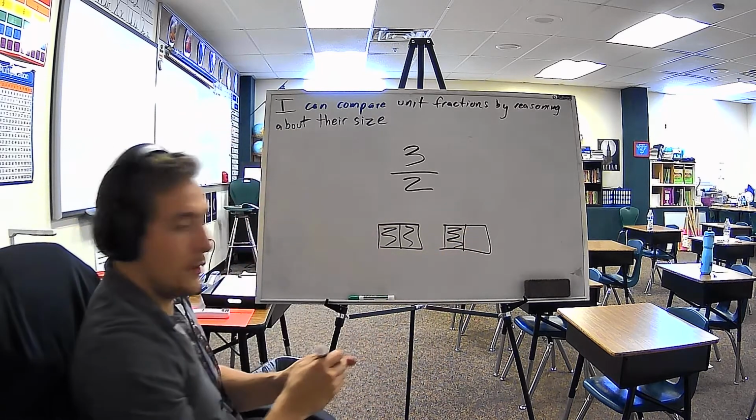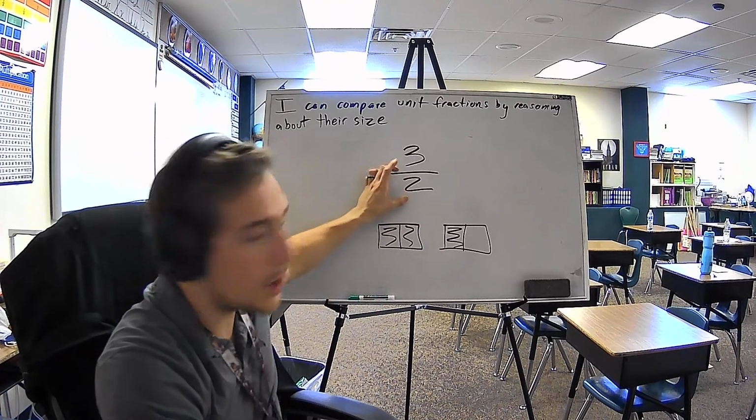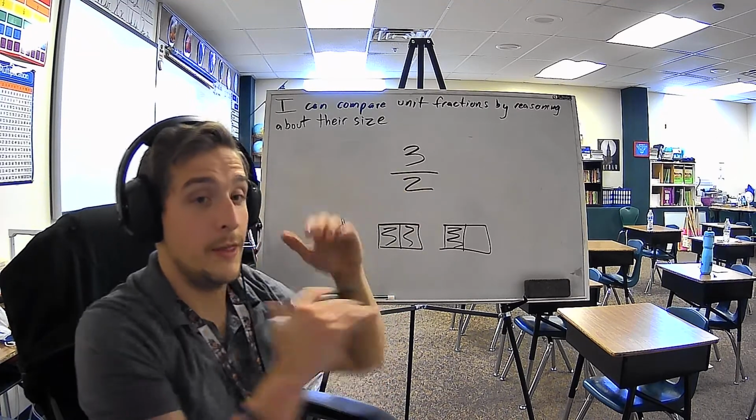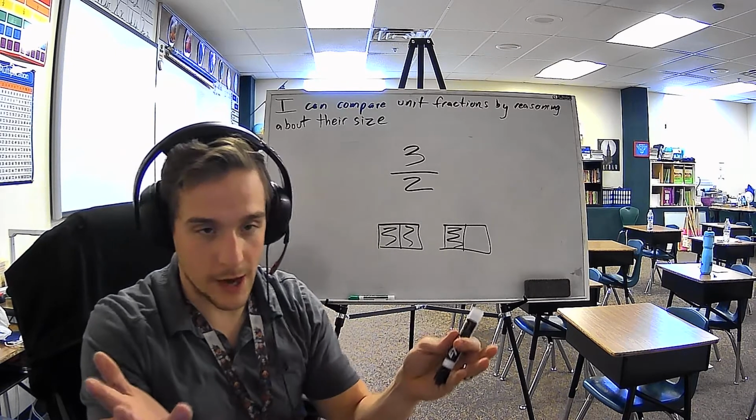3. So just kind of remember, if the numerator, the top number, is greater than the denominator, the bottom number, there are more pieces than the whole. So it's greater than 1 whole. So just kind of want to give you a reminder on that.